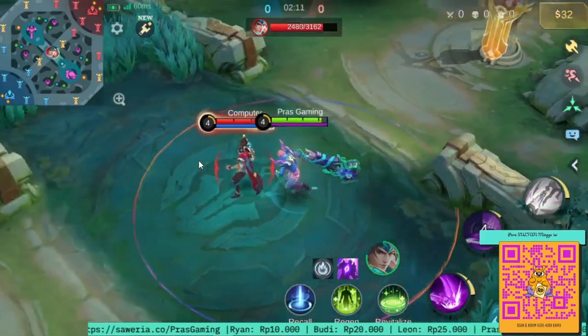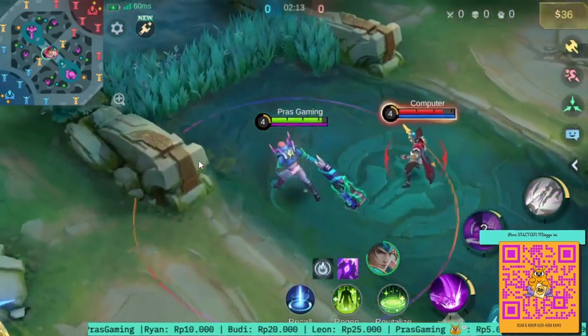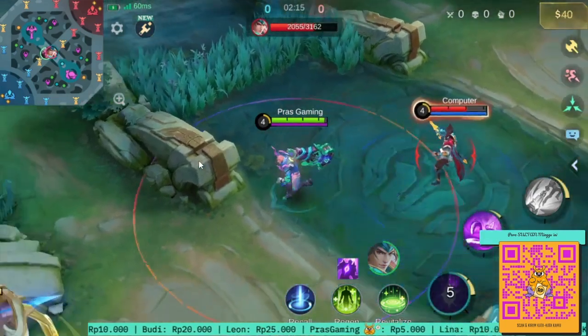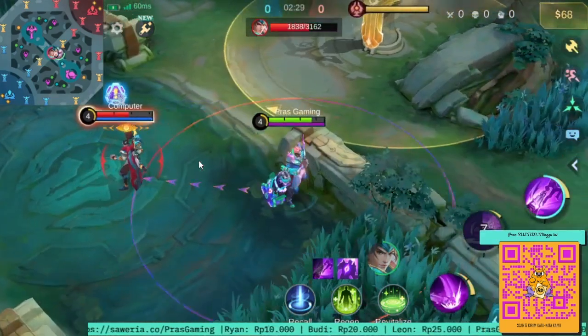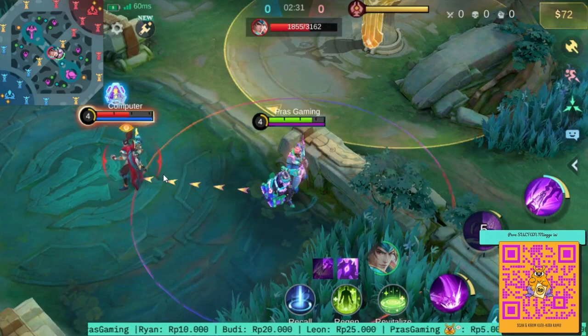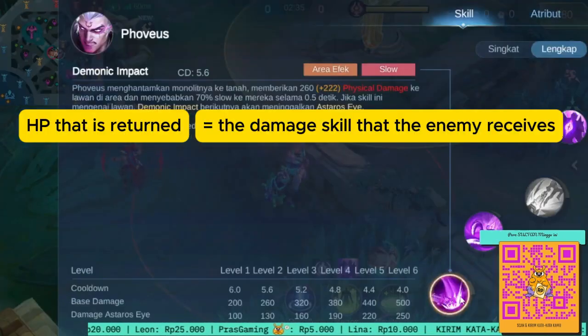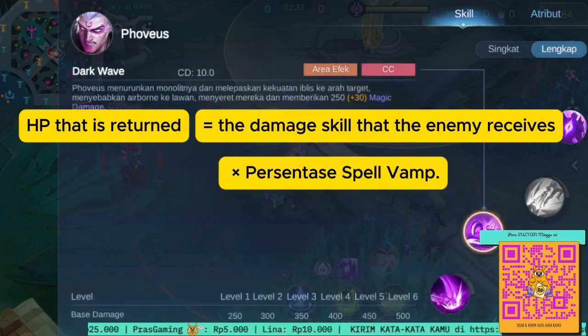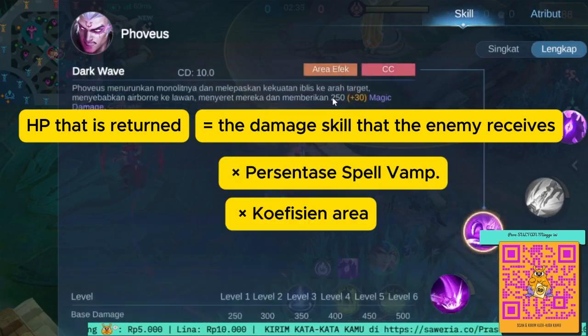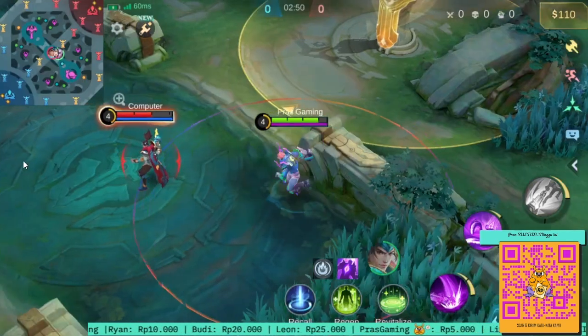This is the technical explanation. 1. The basis of the calculation. The general formula is as follows. The HP that is returned is the same as the damage skill that the enemy receives times the percentage of the SpellVamp times the coefficient area.